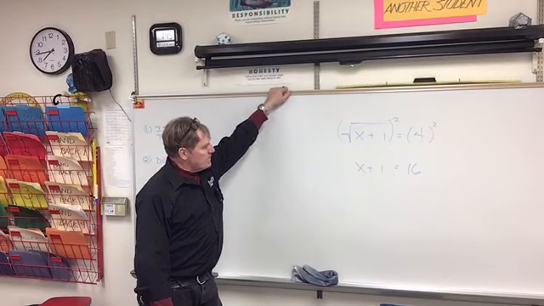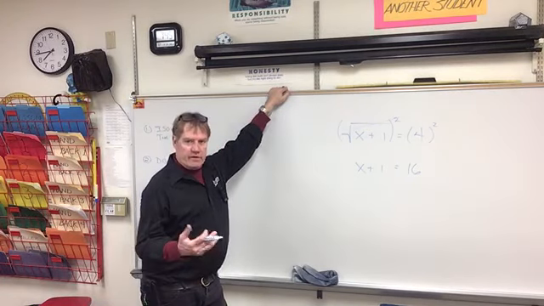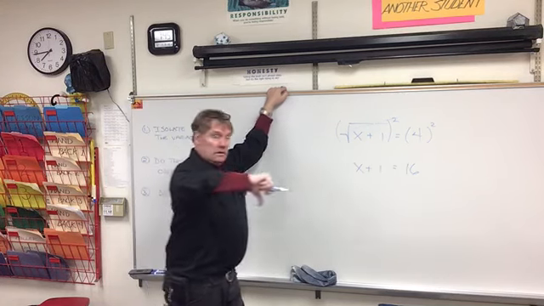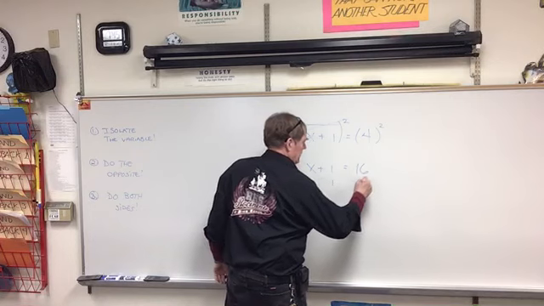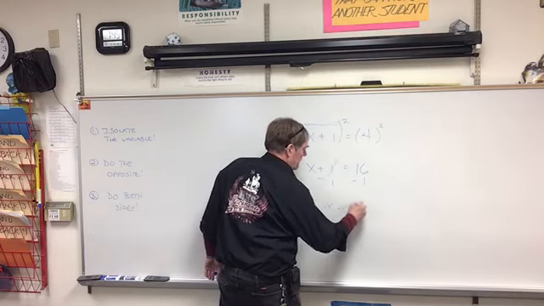Okay. All right, now, this is back to where we were before in pre-algebra. Isolate the variable, do the opposite. Whatever you do to one side, do the other. The opposite of plus 1, minus 1. Whatever you do to one side, do the other. X equals 15.